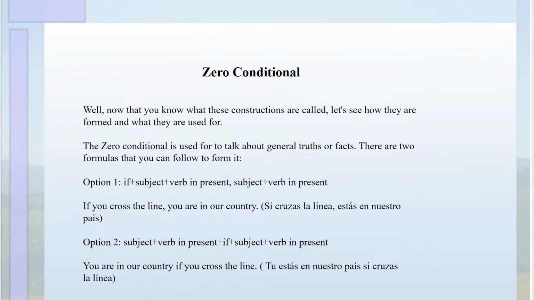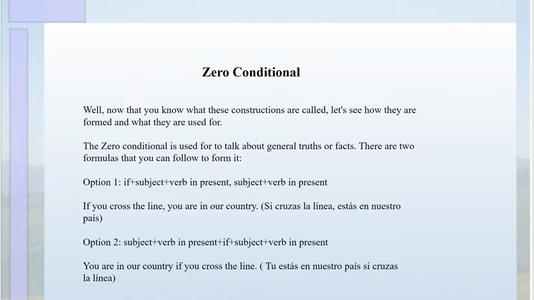Zero conditional. Well, now that you know what these constructions are called, let's see how they are formed and what they are used for. The zero conditional is used to talk about general truths or facts. There are two formulas that you can follow to form it. Option 1: if plus subject plus verb in present, comma, subject plus verb in present.